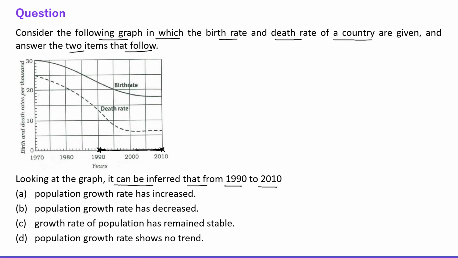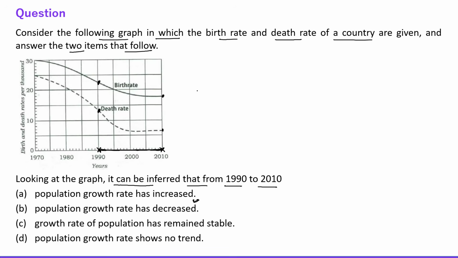So question is population growth, the first option is population growth rate has increased. See everyone, from 1990 to 2010, the birth rate is decreasing and death rate is also decreasing. But the thing is, there is no fixed pattern between birth rate and death rate, right? They are not following a fixed pattern. So here we can't even predict whether the population growth rate is decreasing or increasing.